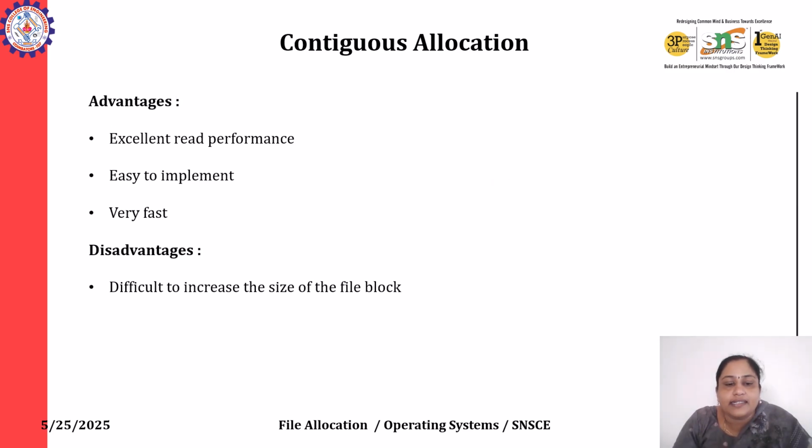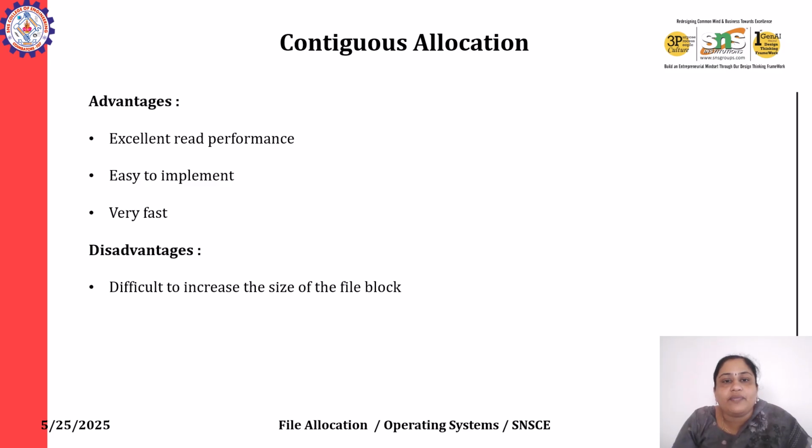Now let's see the main advantages of this contiguous file allocation. Contiguous file allocation is very easy to implement and the read performance is also excellent. It is also extremely fast as the number of seeks is minimal because of contiguous allocation of file blocks.